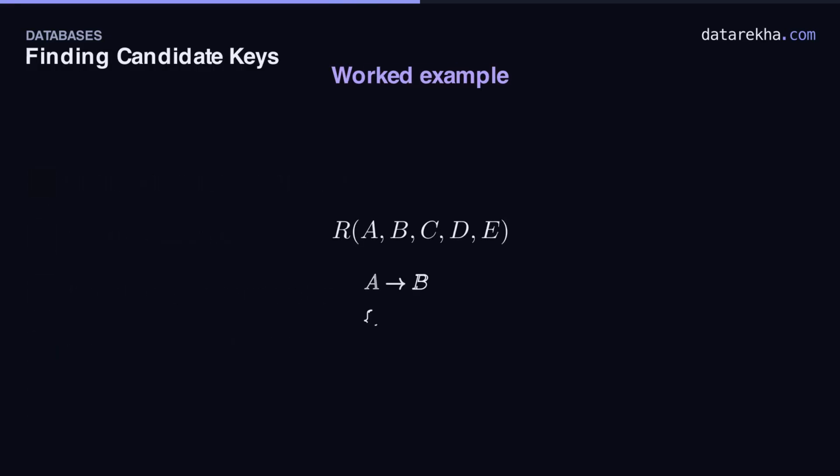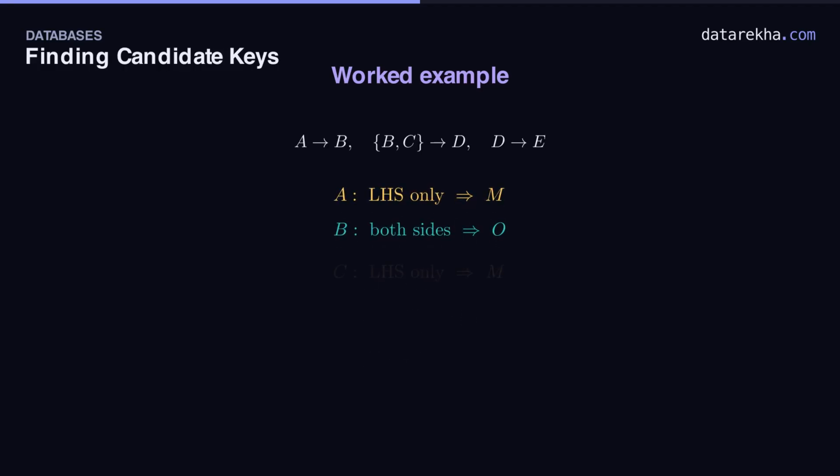First schema. R has 5 attributes and 3 rules. A determines B, B and C together determine D, and D determines E. Let's find every candidate key. Step 1. Classify. A is only ever on the left, so A goes in M. B sits on both sides, so B is in O. C, like A, is left only, so M. D is on both sides, O. And E appears only on the right, so E lands in N.